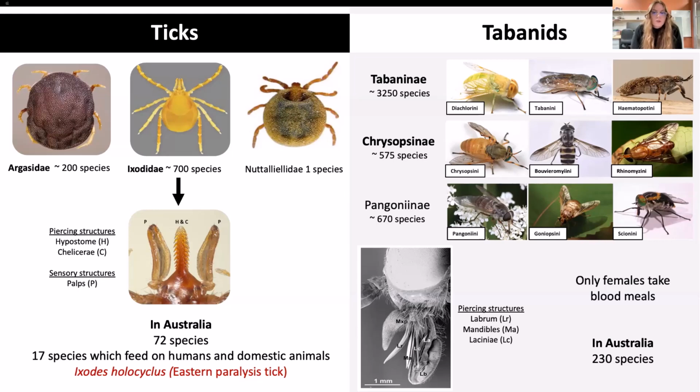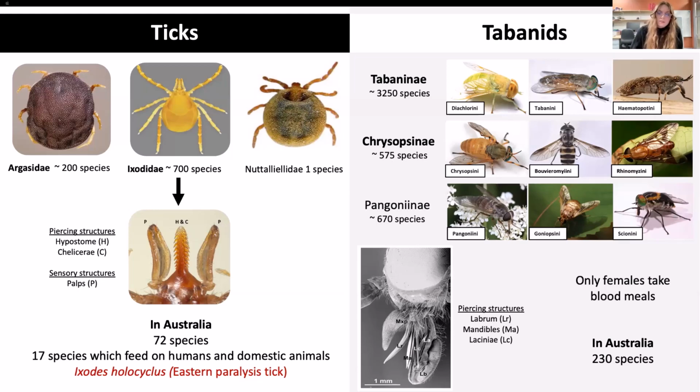Like the ticks, they are also pool feeders, but they have different structures that they use to feed with. So they have the labrum, mandibles, and lacinae. And the interesting thing with the tabanids is that only the females actually take blood meals, but this isn't all of the species, and it's because they require it for their egg development.